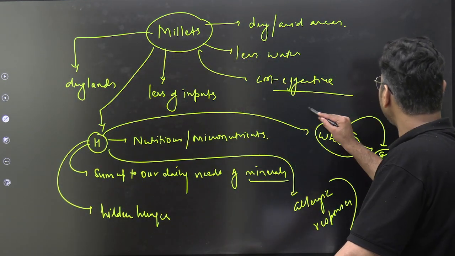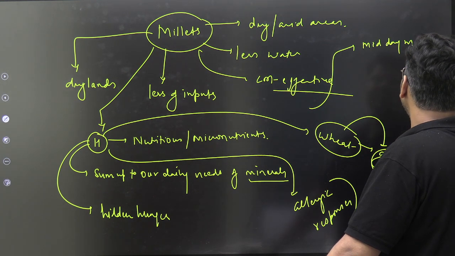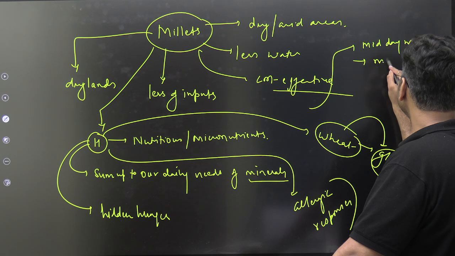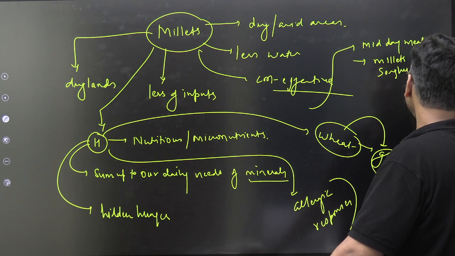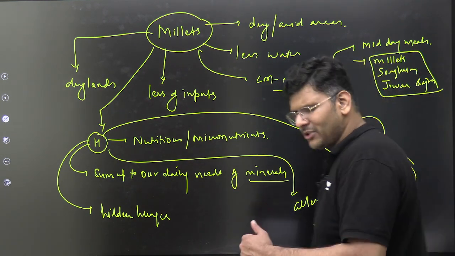Imagine the babies in the midday meal today. The babies are given these millets, sorghum, jowar, bajra. They are given these. Pearl millet is given to them. Fox millet is given to them.